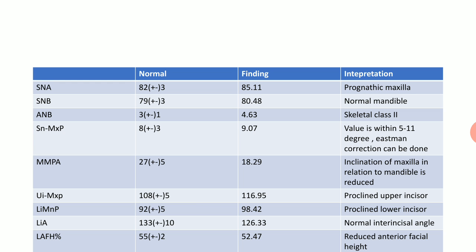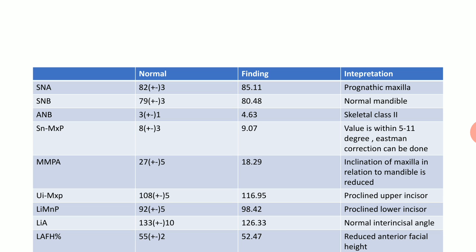Based on the result, we can see SNA is slightly increased, which concludes prognathic maxilla. SNB is within the normal range, which concludes normal mandible. And ANB is slightly increased, which shows skeletal class 2. And SN-MXP is within the normal range. So this proves that Eastman correction can be done.